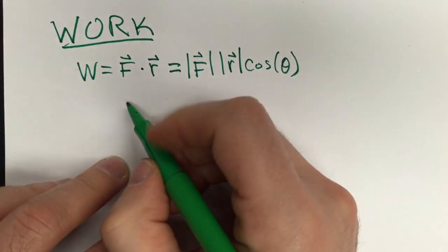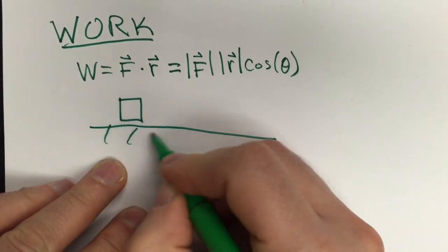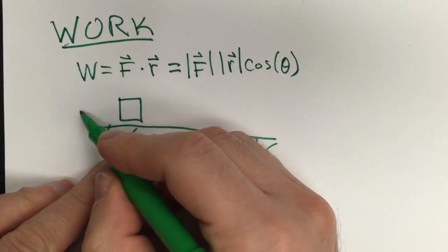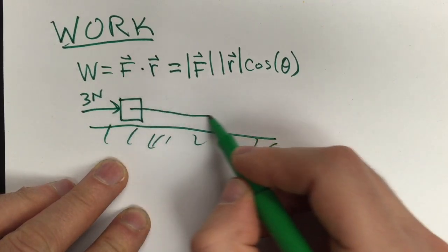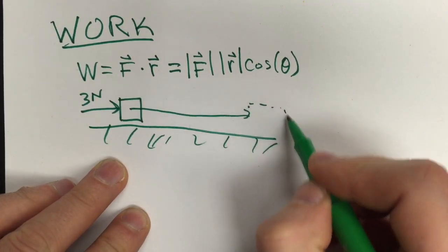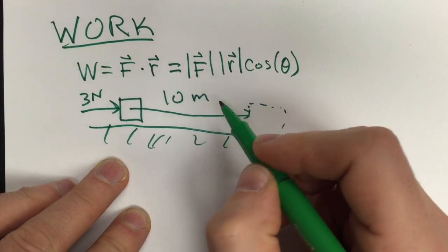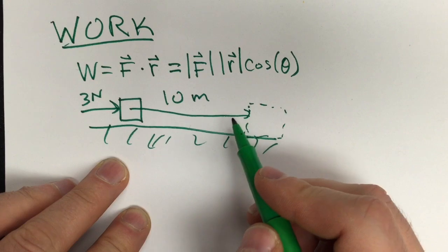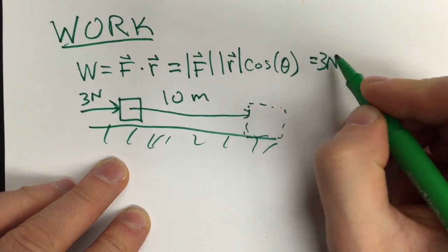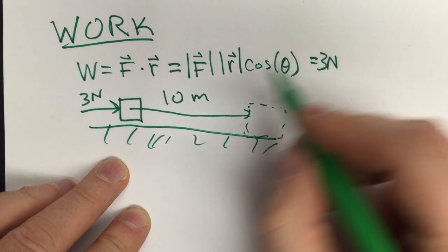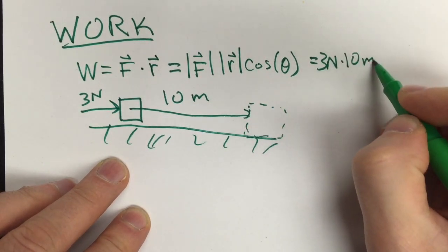So, for example, let's say you have some box sitting on the ground and you push on the box with 3 newtons and then you push it and it goes all the way over here so that it's gone, let's say, 10 meters. So what's the work done here? Well, the magnitude of the force was just 3 newtons, that's this, and then the displacement magnitude was 10 meters.